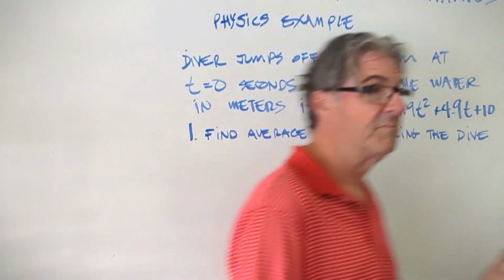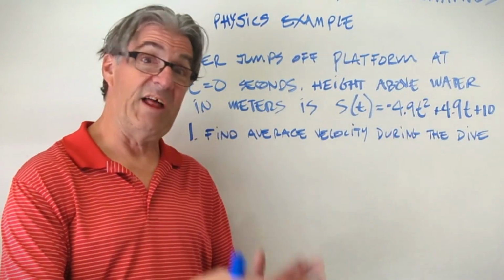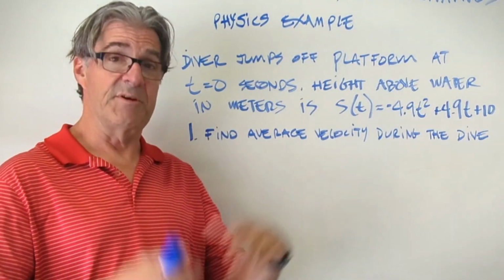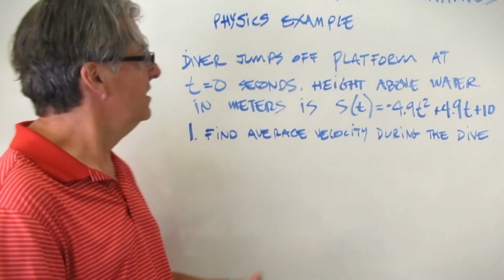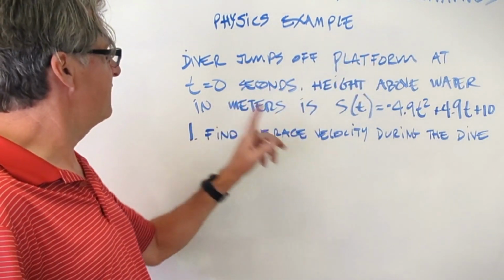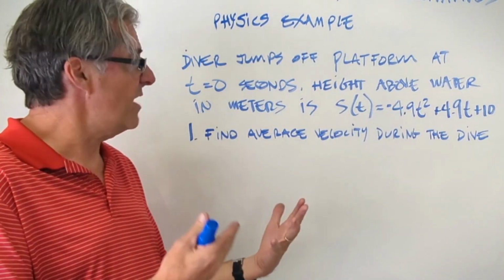So let's get started. Here's what we've got. We've got a diver. Diver problems are a classic physics problem. Jumping off a cliff, we can ask all kinds of questions about what's happening. So this diver jumps off a platform at t equals 0 seconds. That's the start of this little mini experiment.